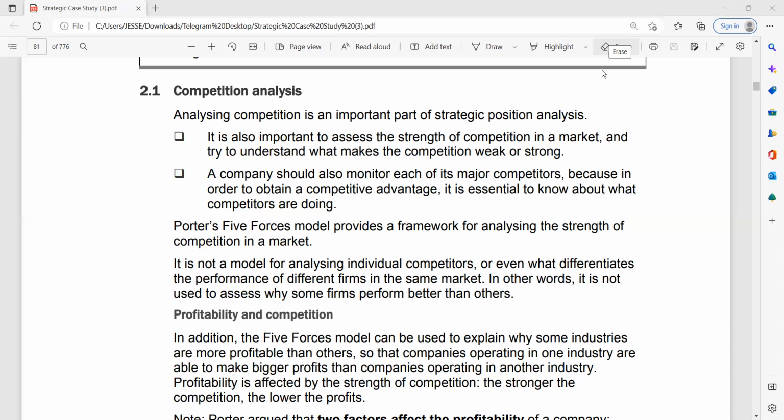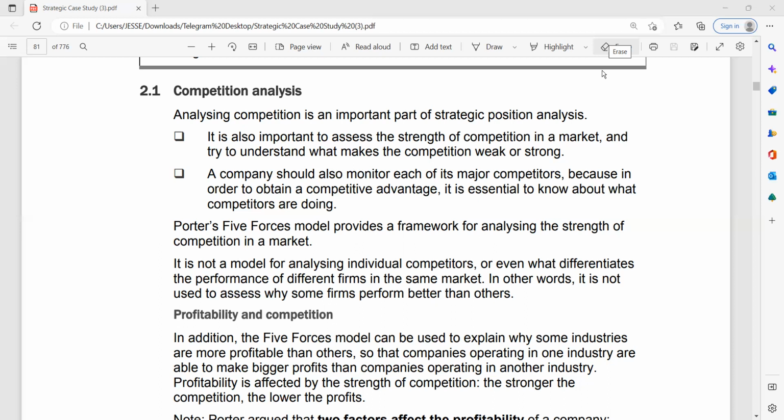A company should also monitor each of its major competitors, because in order to obtain a competitive advantage, it is essential to know what competitors are doing. Michael Porter, the one who designed the Porter's diamond, also designed the Porter's 5 forces model, which basically provides a framework for analyzing the strength of competition in the market. So it analyzes the strength or the depth of competition in the market.